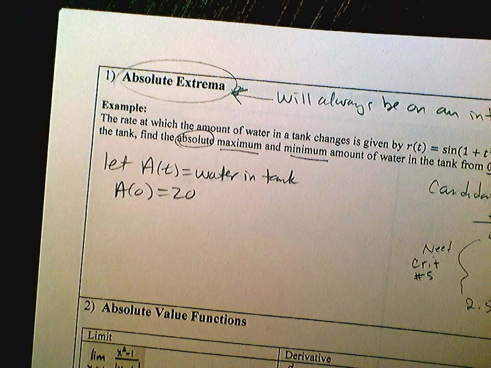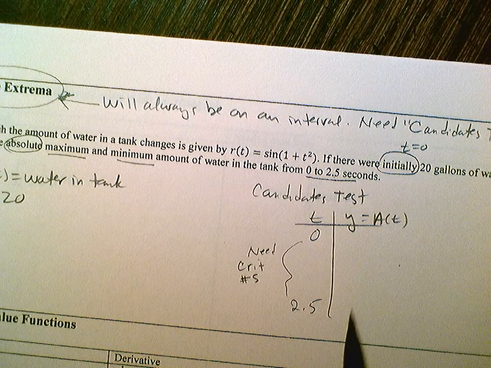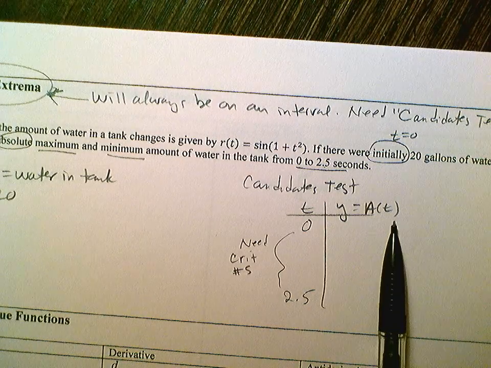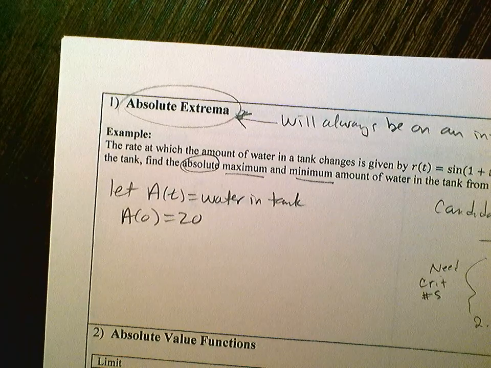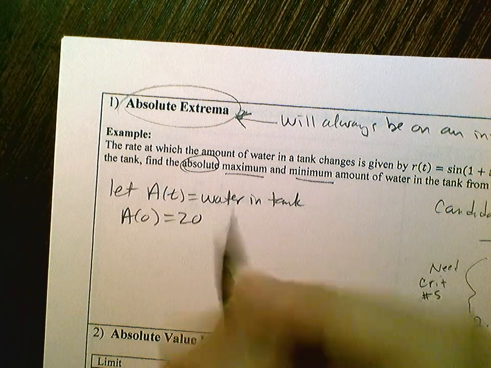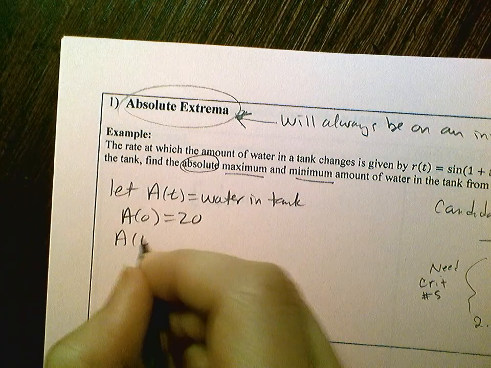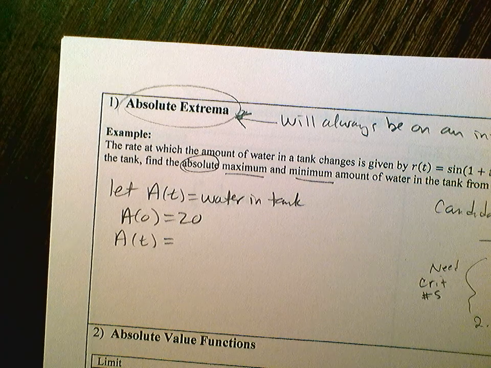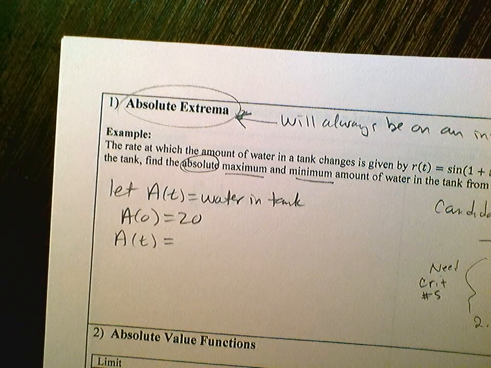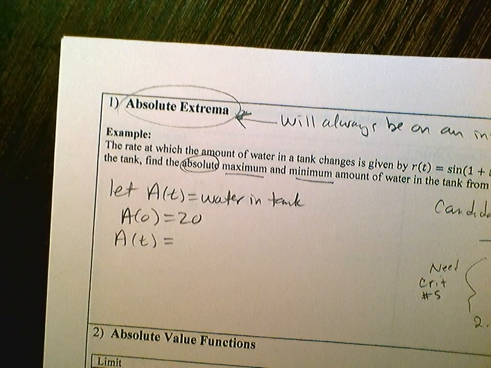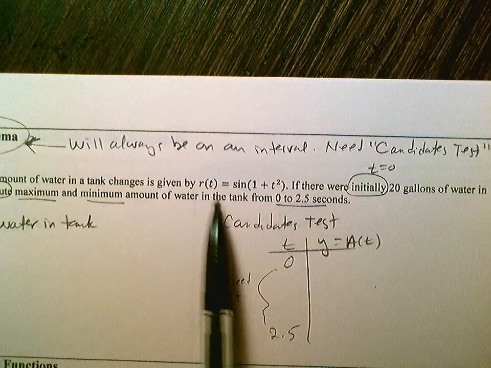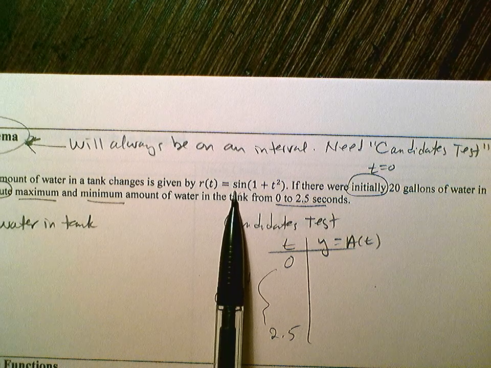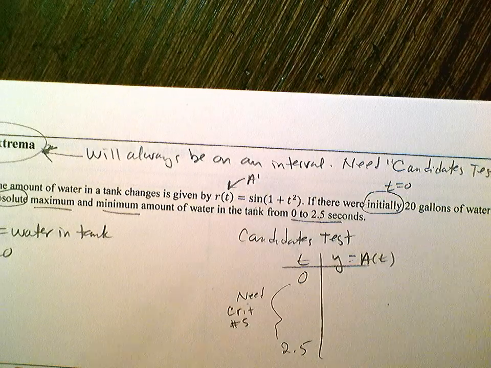Now, because I know that I'm going to be using the candidates test and having to get the outputs for these inputs, what I need to do is find A of T. And guys, so let's write down this information. A of T equals, so remember, we're always asking ourselves, for A of T, do I need a limit, a derivative, or an antiderivative? Well, they've given you this function, which is the rate of change of the water in the tank. So this is A prime, actually. Okay, so this right here is actually A prime.